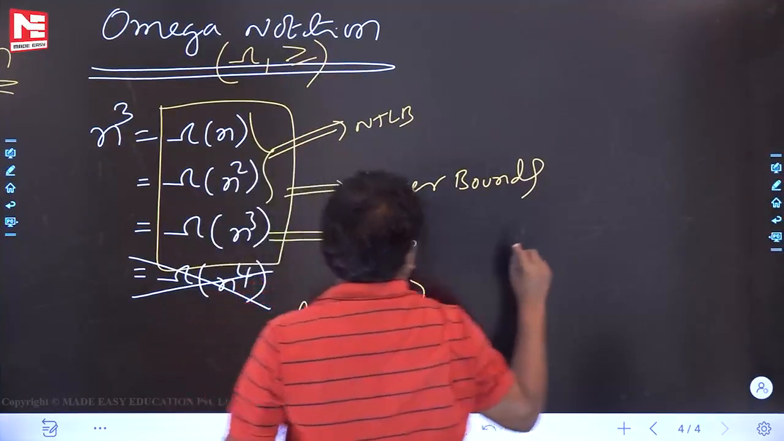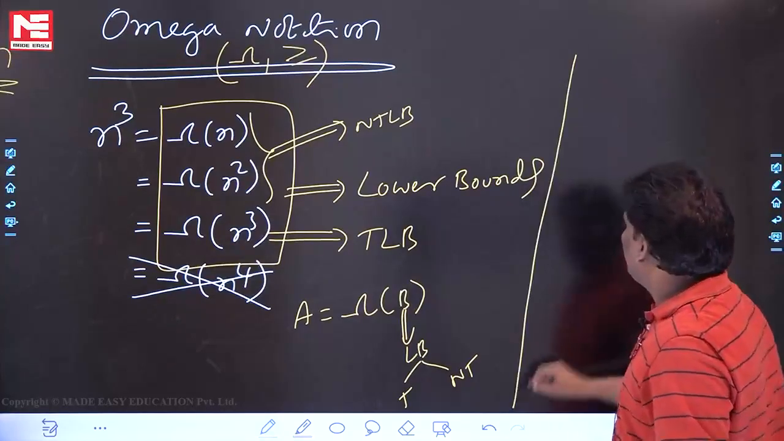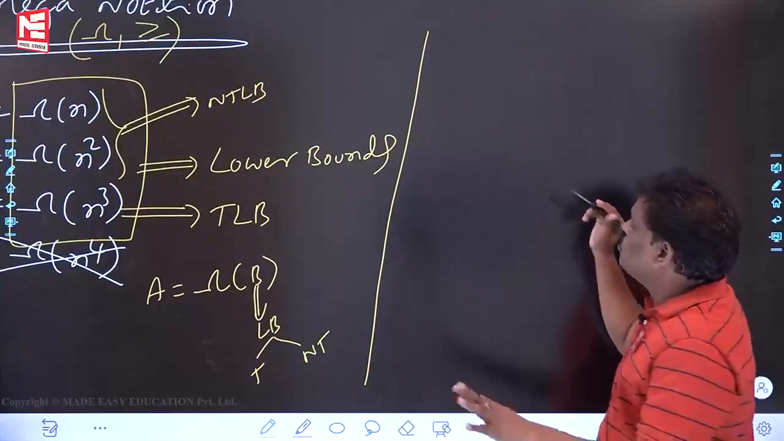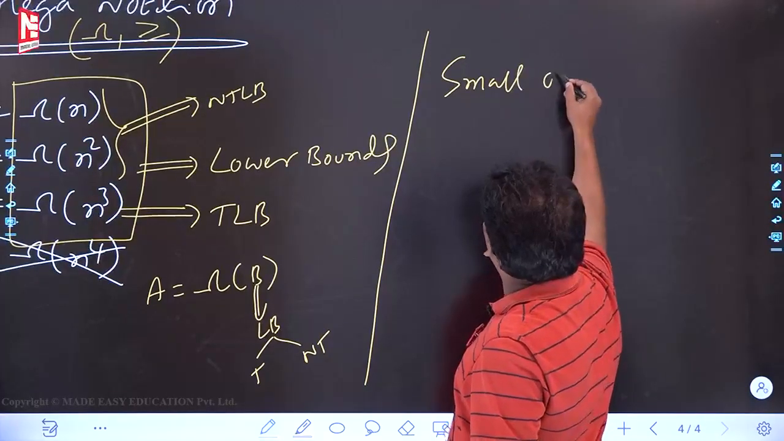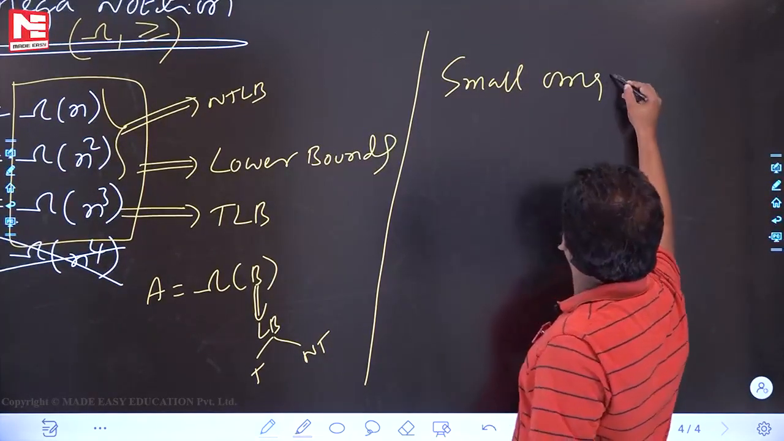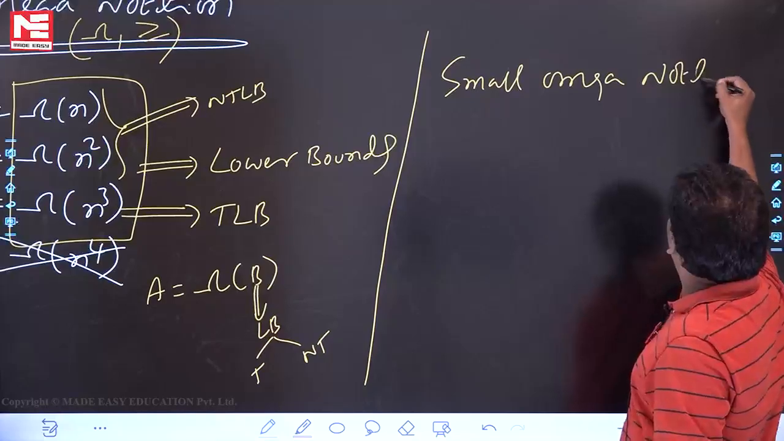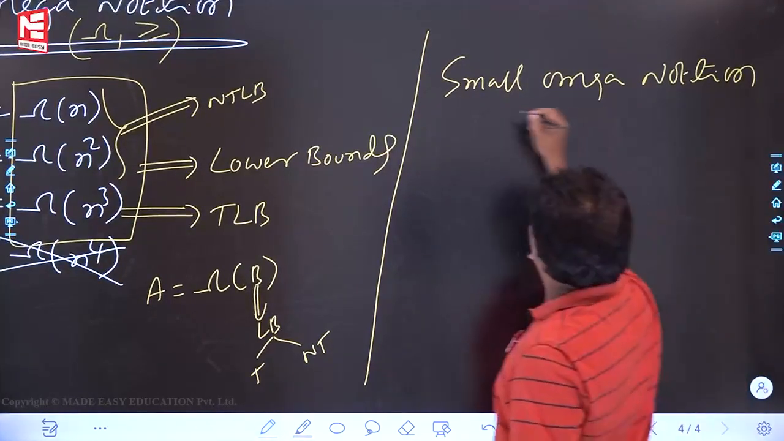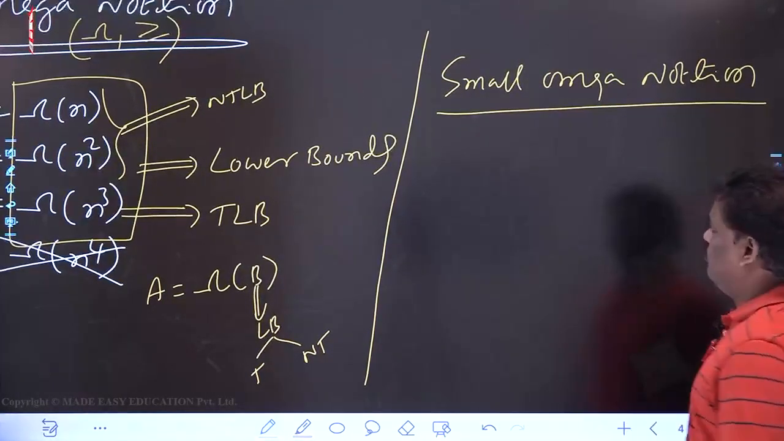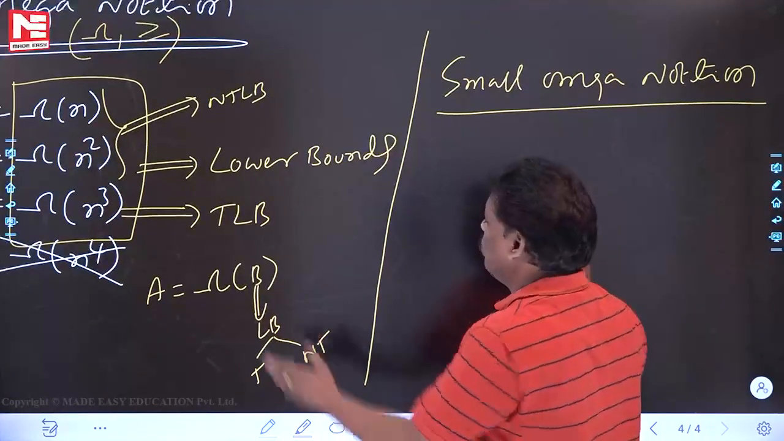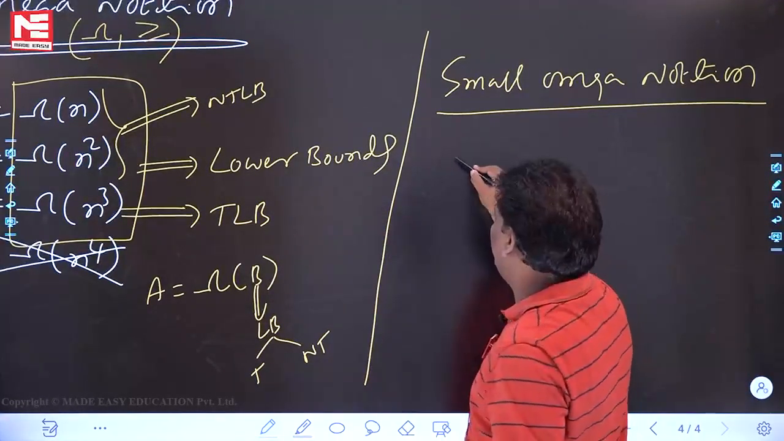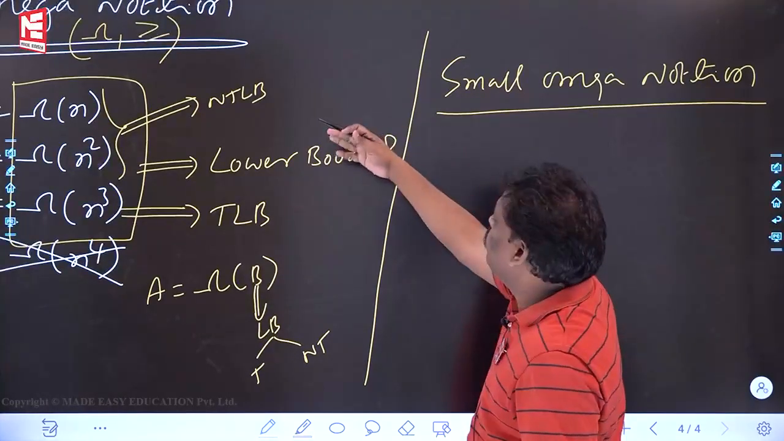Omega is a symbol, and the operator is greater than or equal. To eliminate this small problem, they came up with one more solution. What is the name of this one? Small omega notation. Let me write it. Big omega and small omega are similar.